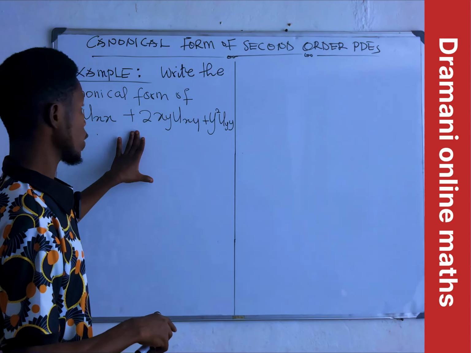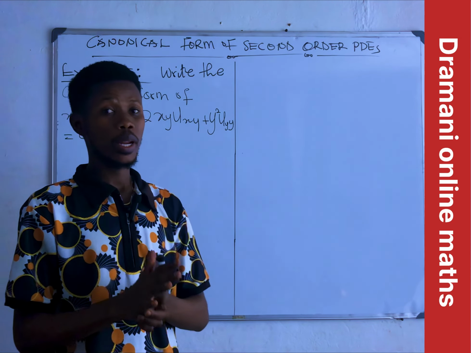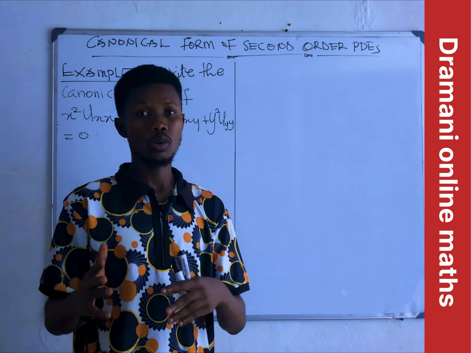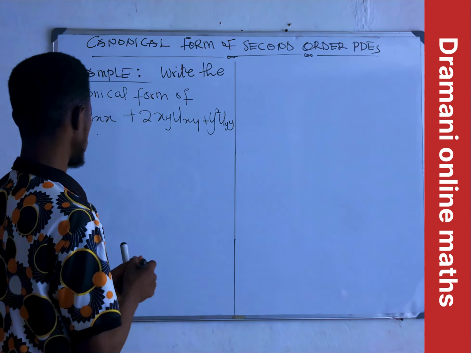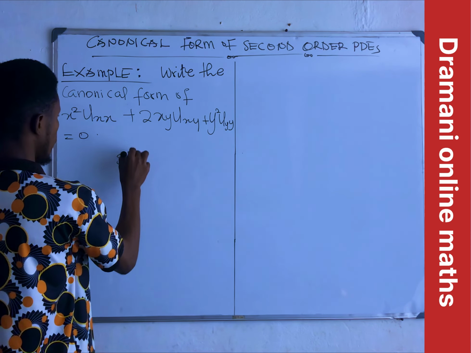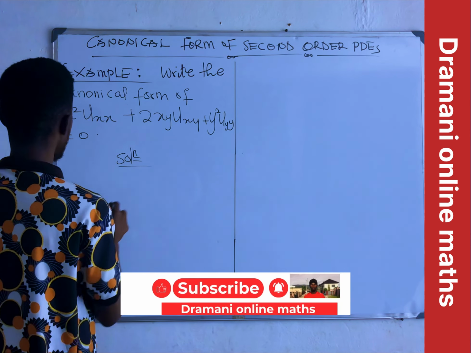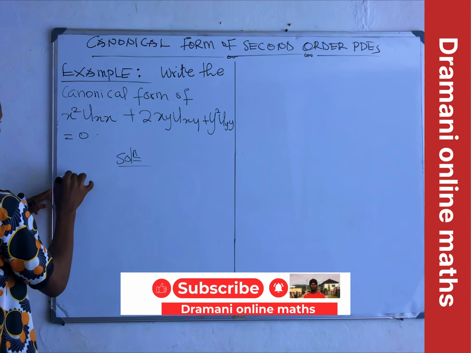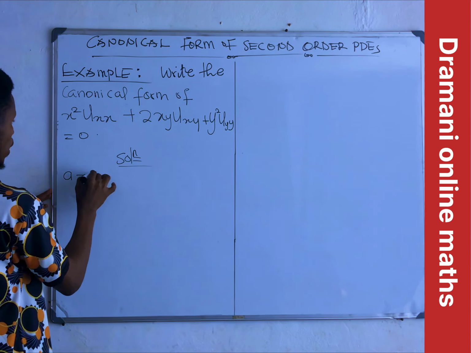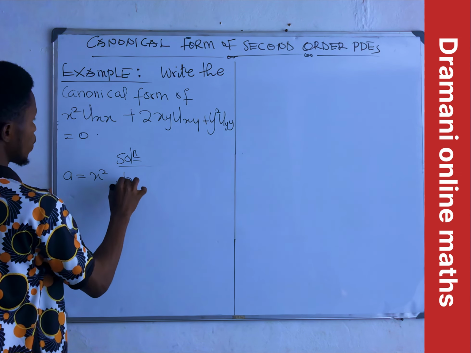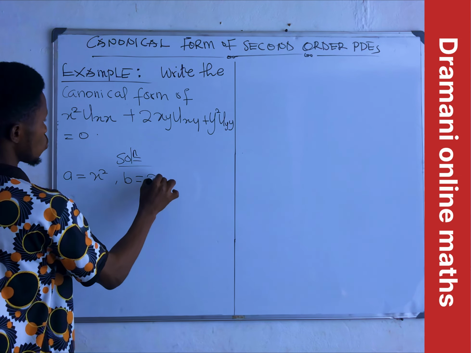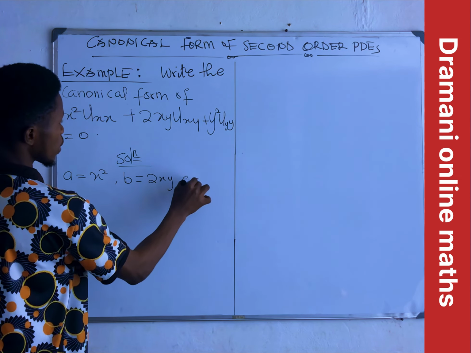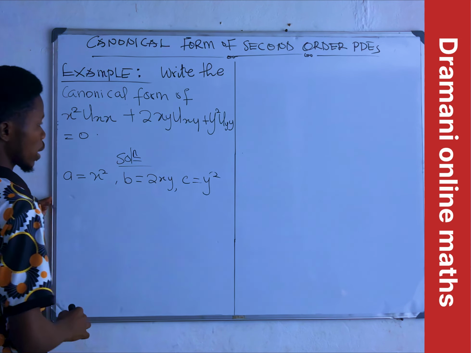So first thing, when a question is given to you, you have to test whether it's hyperbolic or parabolic or elliptic. So let's test for this one. Our A here is what? X squared. Our B is 2xy. Then our C is what? Y squared. Is that okay?